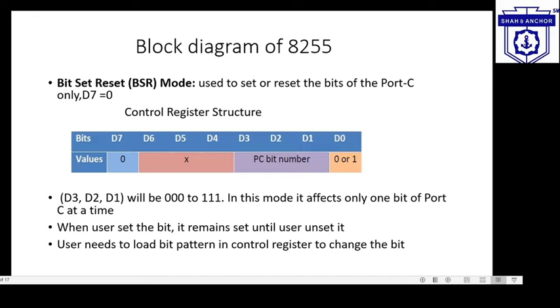This mode affects only one bit of port C at a time. When the user sets the bit, it remains set until the user changes this value. That means until the user unsets it. Users need to load the bit pattern in the control register to change the bits of the ports of 8255.